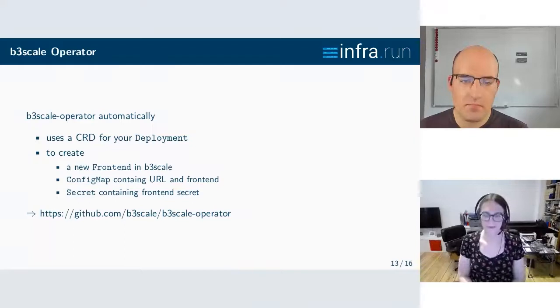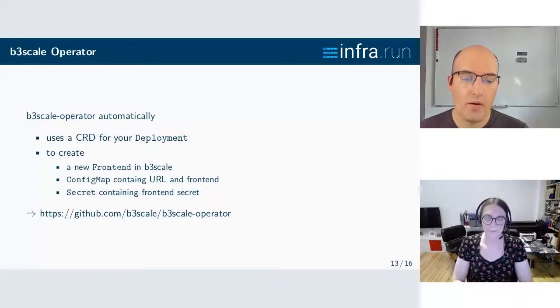So we've got this nifty tool called b3scale operator for quite a few weeks now. What this does is essentially, assume you run all your front ends, meaning, for instance, Greenlight or Nextcloud or whatever, in Kubernetes. And you want to be able to access BigBlueButton through b3scale. Then you simply deploy the b3scale operator, which receives an API token to talk to b3scale.